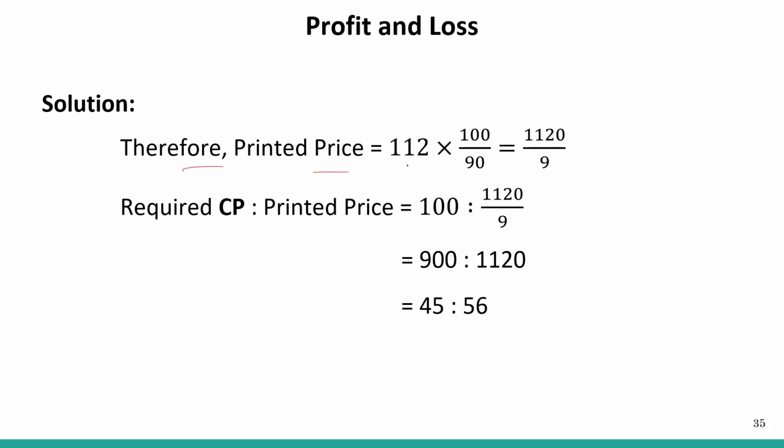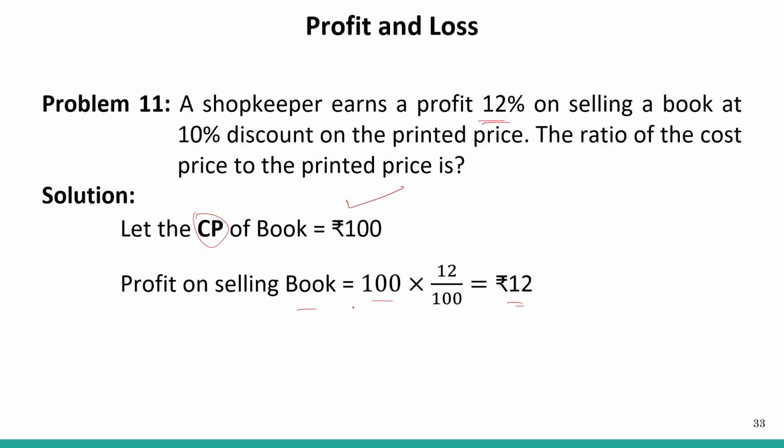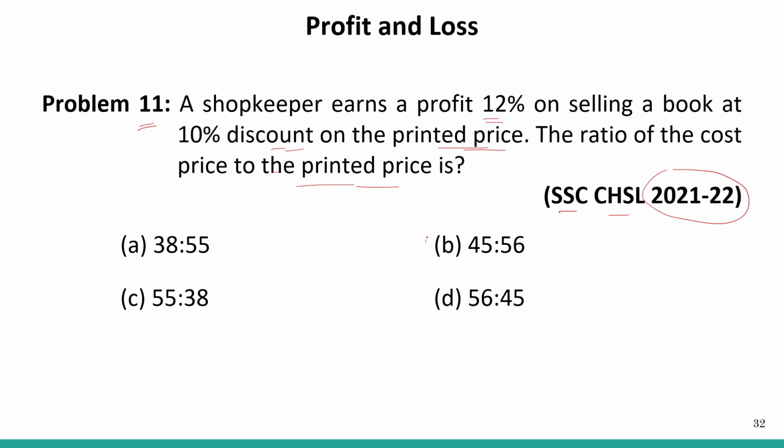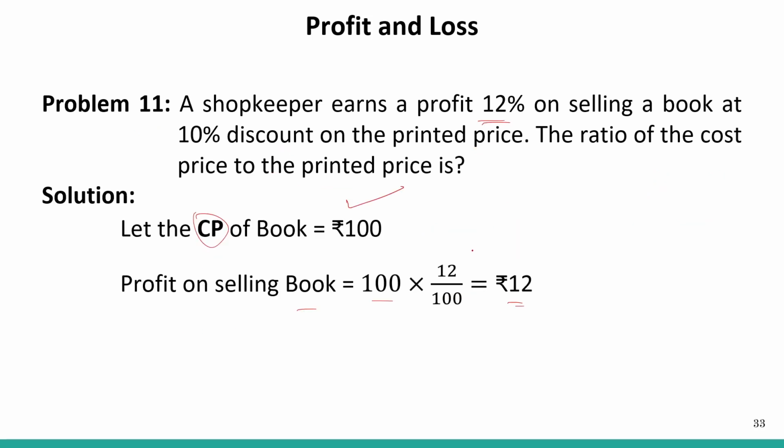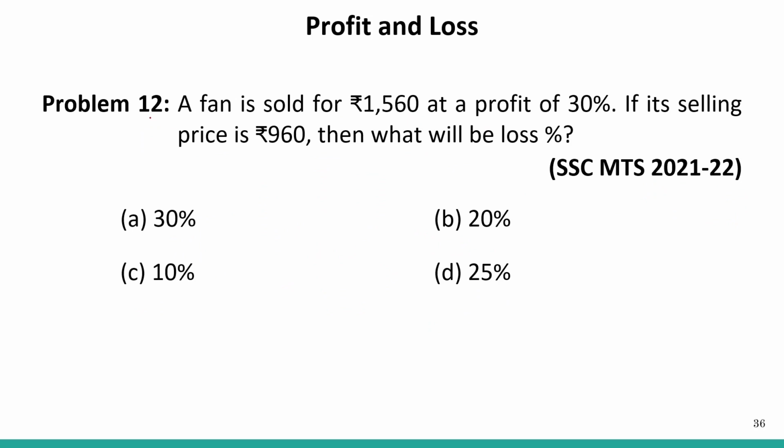So therefore the printed price is equal to 112 into 100 by 90. Cancelling out a 0 from the denominator and numerator, what we are left with is 1120 by 9. So the required cost price to printed price is 100 is to 1120 by 9, so 900 is to 1120. This is equal to 45 is to 56. So this is the correct ratio, and this is the correct answer. All these others are wrong answers: A, C, D. So let's go forward with problem number 12.